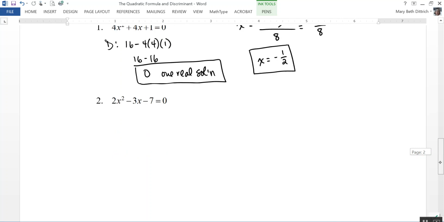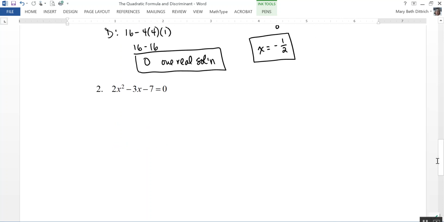And let's take a look at our last example here. I have 2x squared minus 3x minus 7. The value of the discriminant is going to be b squared, which is 9, minus 4 times a times c, which is negative 7, or 9 plus 56, or 65. So since my discriminant is a positive number, that means I'm going to have two real solutions.